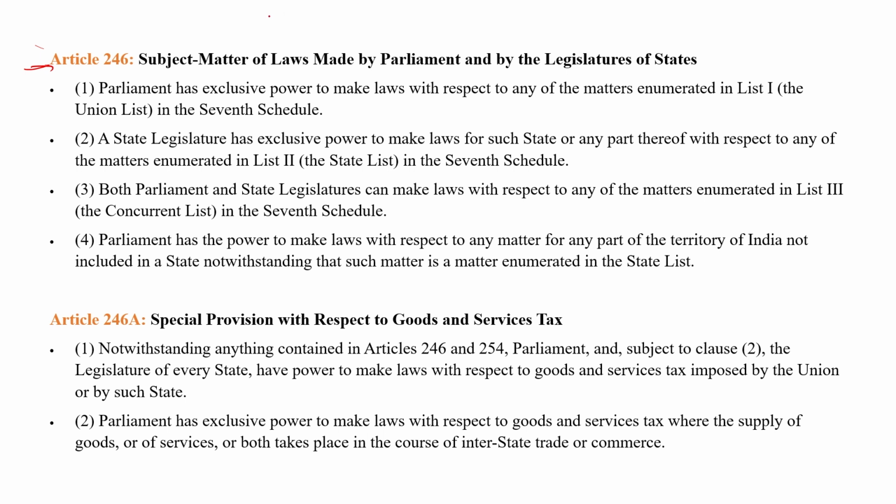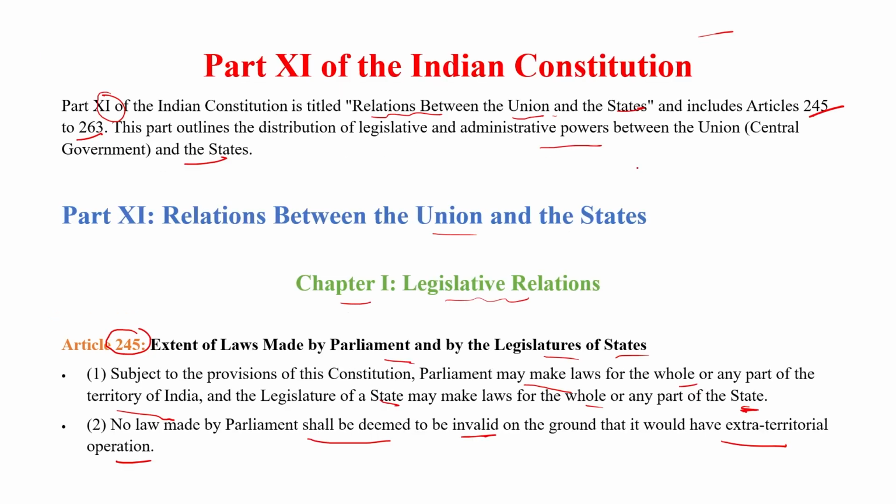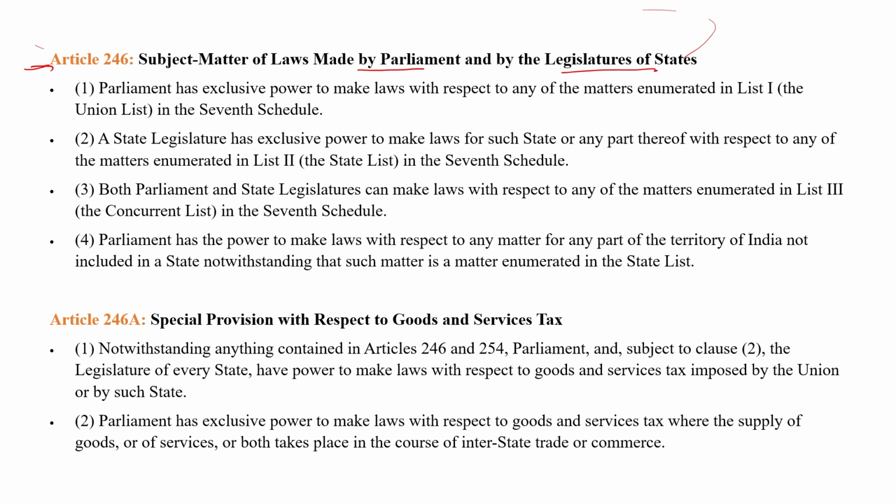It basically explains the subject matter of laws made by Parliament and by the legislature of the state, meaning what the subjects and matters of law are for Parliament as well as the state legislature. In Article 245, we understood that Parliament can make law for the state and center, and the state can make law for the state. In this particular Article 246, it explains on which subjects Parliament and the state can make law.